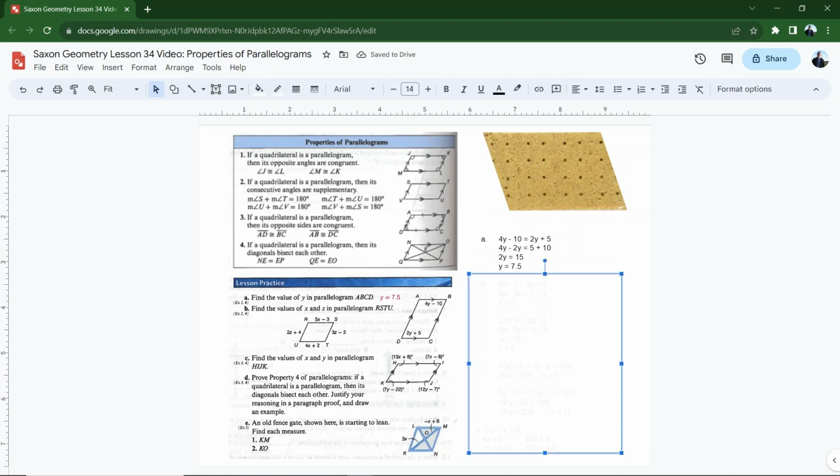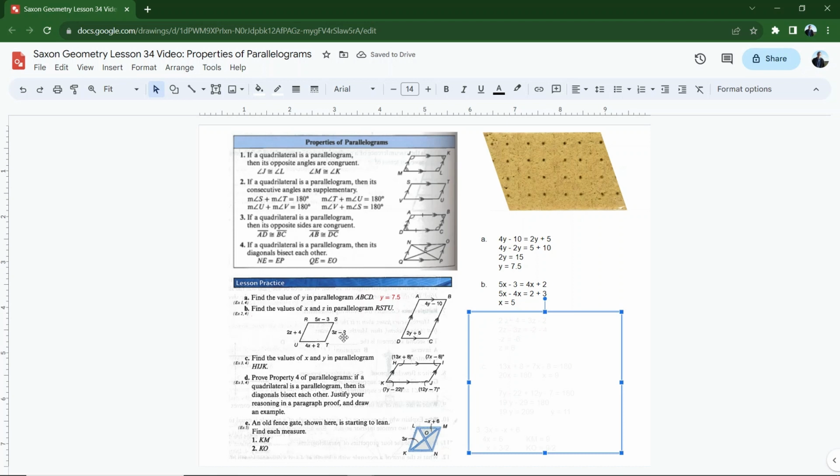Letter B, find the values of x and z. Okay, so here again, opposite sides are congruent, but I need to make sure that I'm using the correct sets of opposite sides. In this case, the sides that contain an x are opposite sides, so I know that I can set these 2 expressions equal to each other, 5x minus 3, 4x plus 2. When I solve that, I get x equals 5.